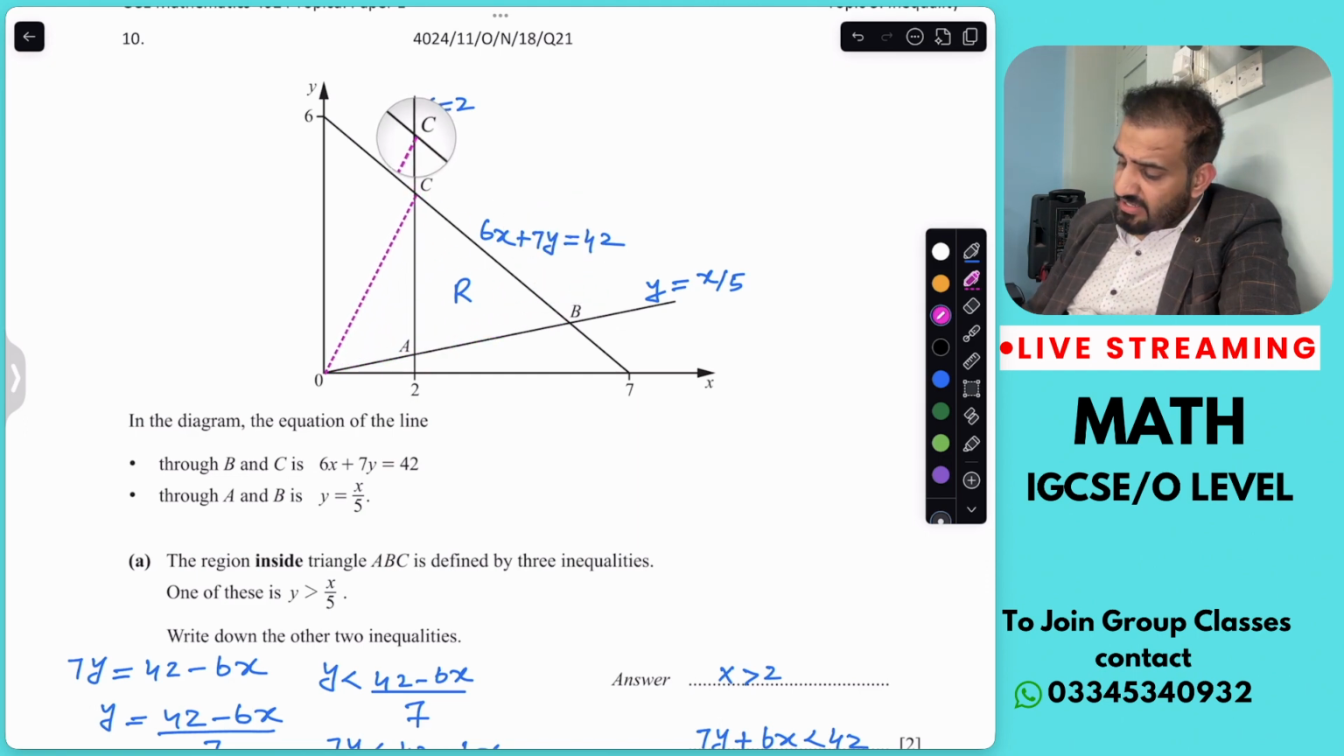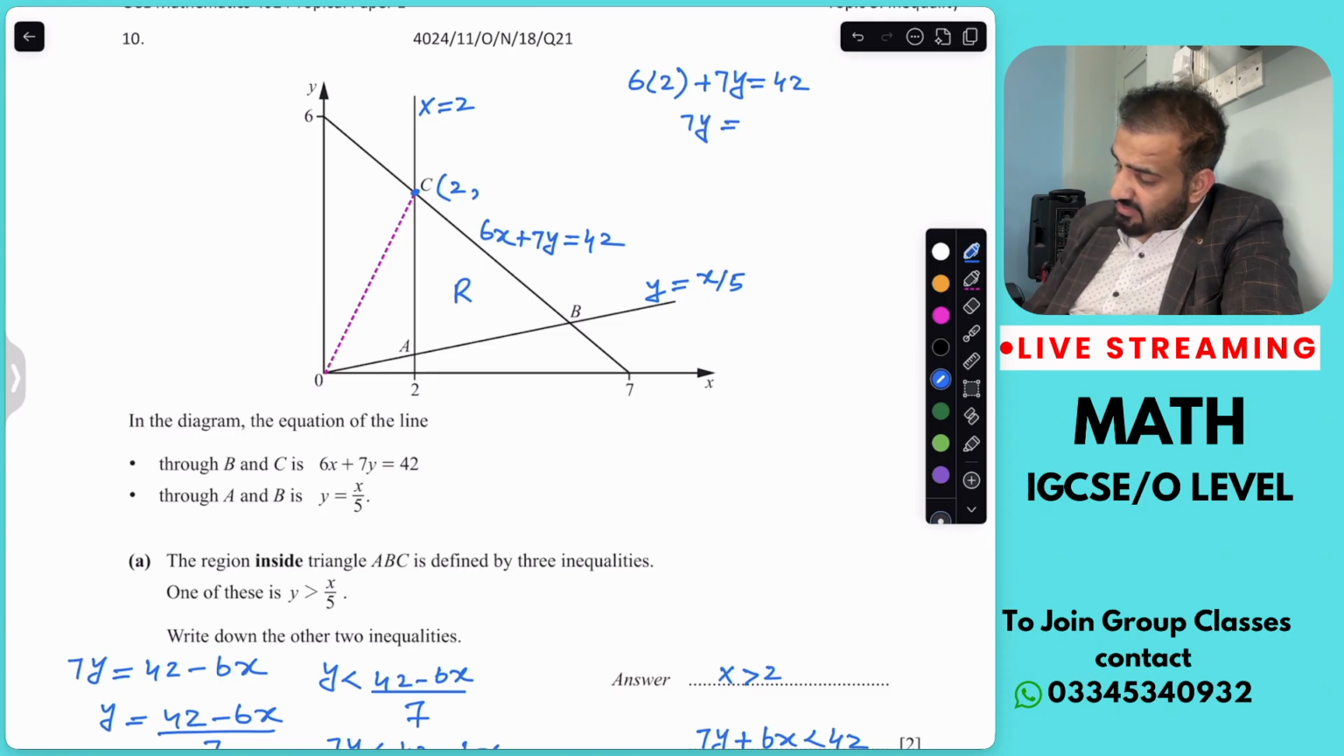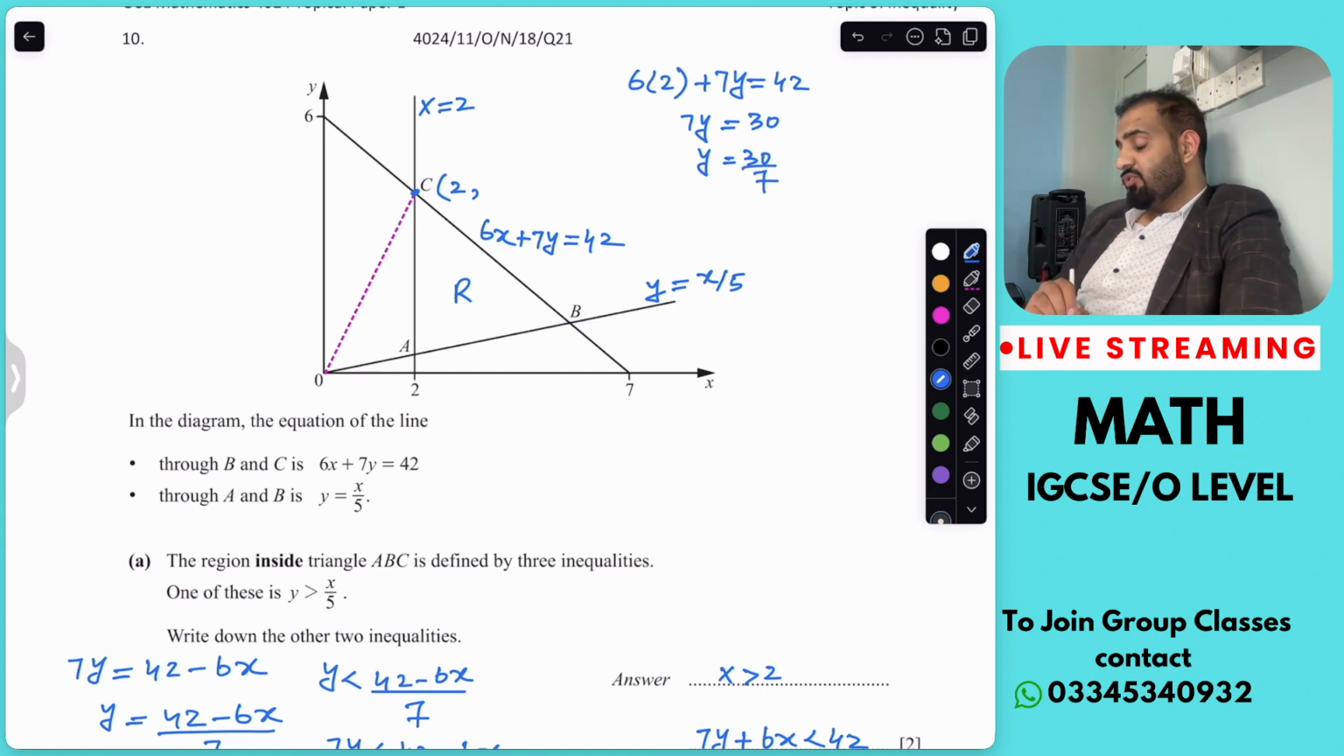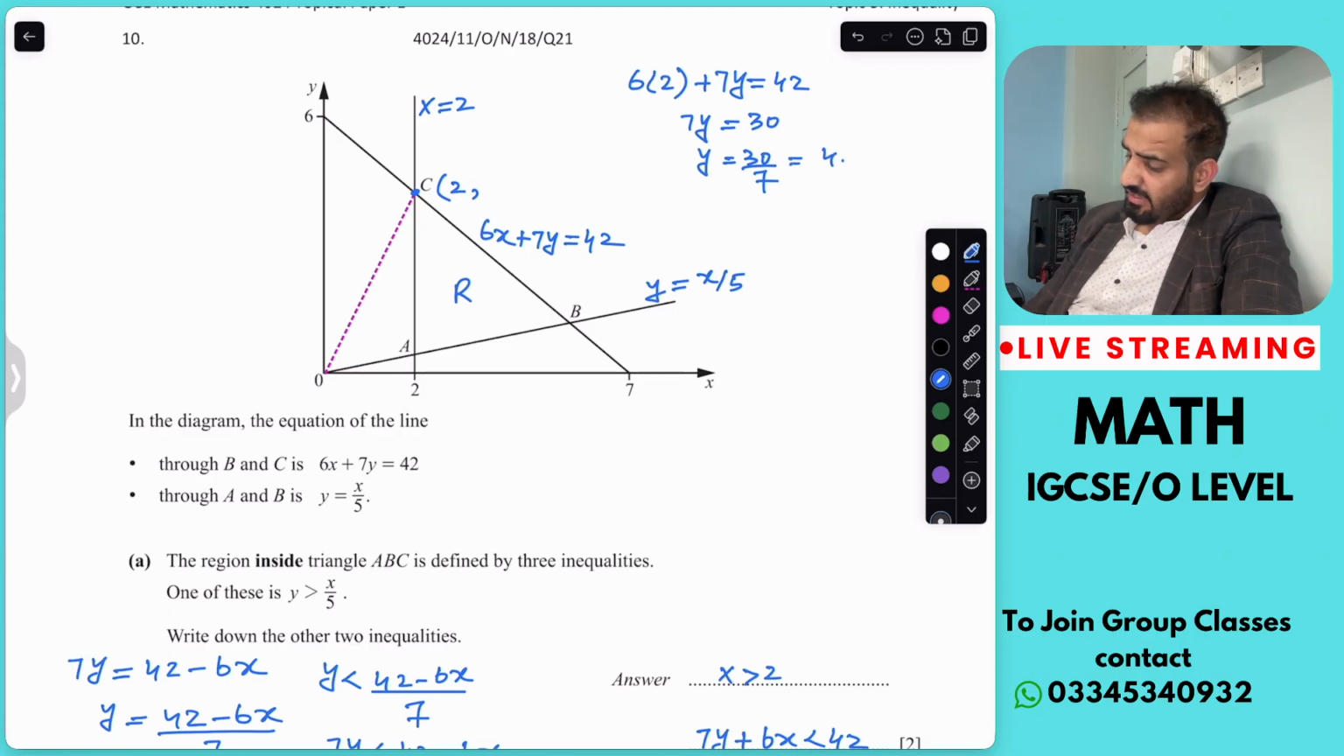Okay, so now let's try to find the coordinates of C. तो coordinates of C कैसे निकालेंगे? What was my x coordinate? 2. And how to find the y coordinate? Simply put this 2 here. So 6 times 2 plus 7 times y is equal to 42. So 7y is equal to 42 minus 12 is 30. So y is equal to 30 over 7, which is 4 point something. Doesn't matter, but you should know कि it is 4 point something, okay? आपको exact value नहीं चाहिए. So 30 over 7.